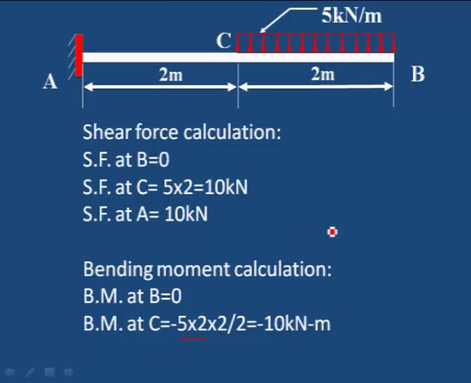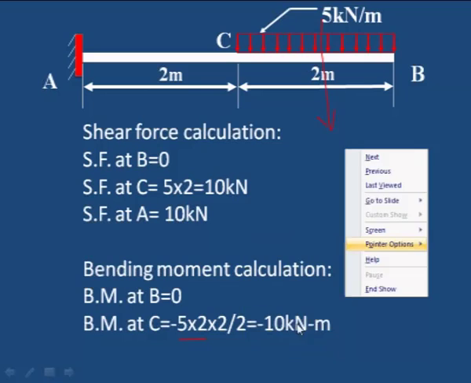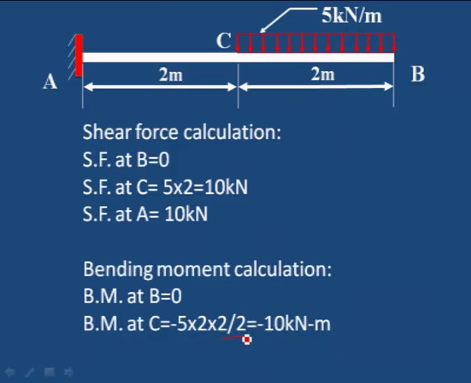5 into 2 is the value of load, and it acts exactly at the center. The vertical load, 5 into 2, that is 10 kilonewton, acts at the center of this 2 meter length. 2 divided by 2, that is 1 meter. Therefore, 5 into 2 is the load which acts at the center of C to B, 1 meter from C. Therefore the force is acting at 1 meter from C. Force is 20 kilonewton and acts at a distance of 1 meter.